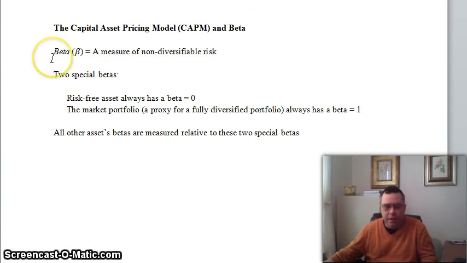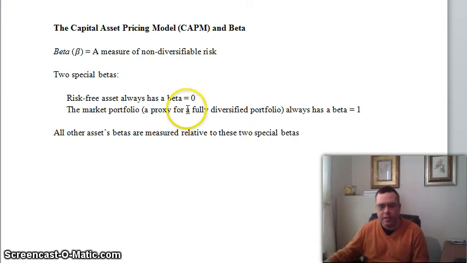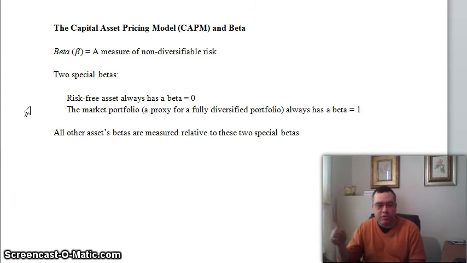Beta. Let's talk about beta. It's a measure of non-diversifiable risk. There's two special betas, and everything else is measured relative to these two special betas. For example, the zero beta. If you have an asset with a beta of 0, that means it's the risk-free asset. 0 stands for no risk. You have no non-diversifiable risk. Then we have another special beta, which is 1, which refers to a fully diversified portfolio.